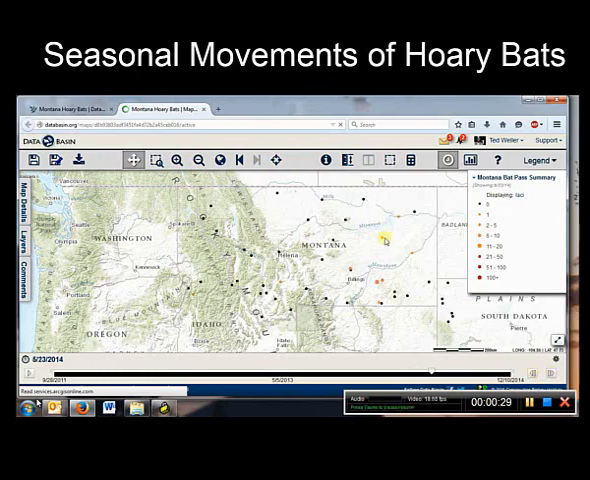As we fast forward into May, we start to see an influx of hoary bats into the eastern part of the state, particularly in the southeastern portion. Then I'll fast forward to mid-June. Now we see hoary bats spread throughout the entire state of Montana, but really the high levels of activity are still in the eastern half of the state. And now into July, the high levels of activity are throughout the state, but we're starting to see more of them in the northern Rocky Mountains.